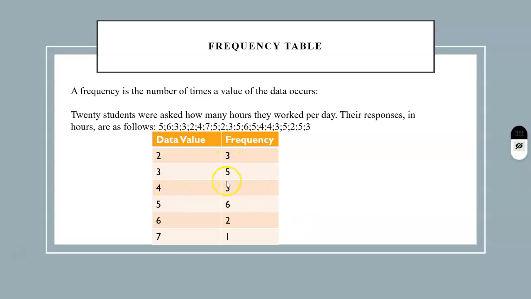And in total, if you add the frequencies, there are 20 students. So it will be the total number of data given, which is 20.